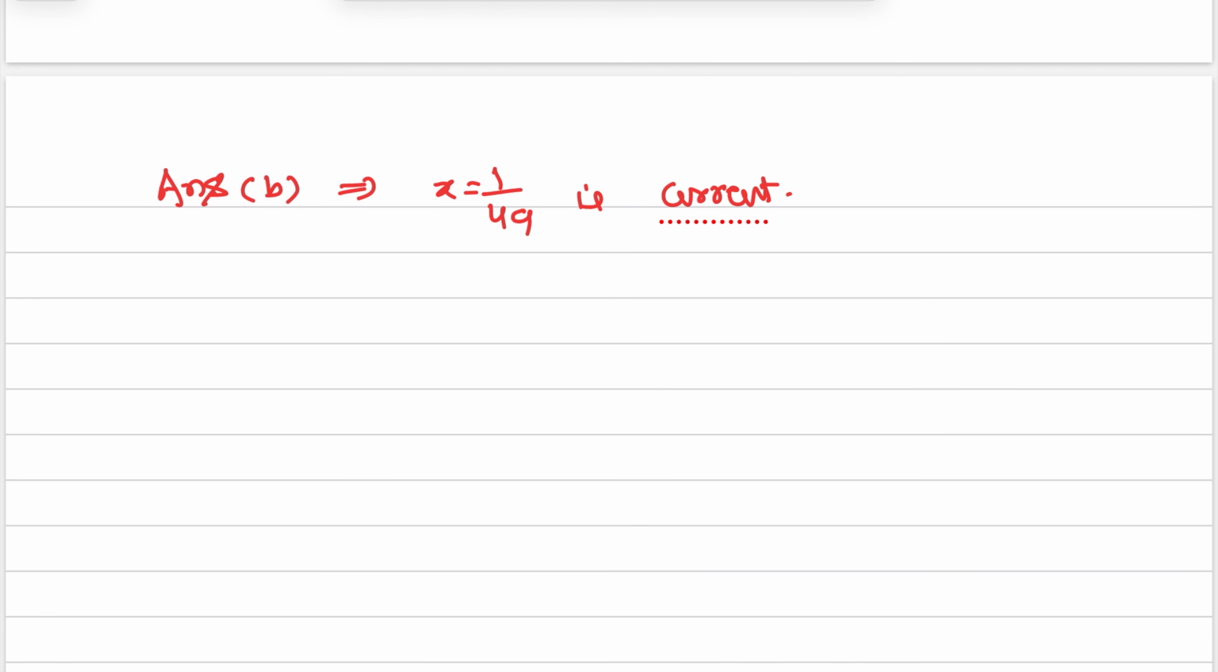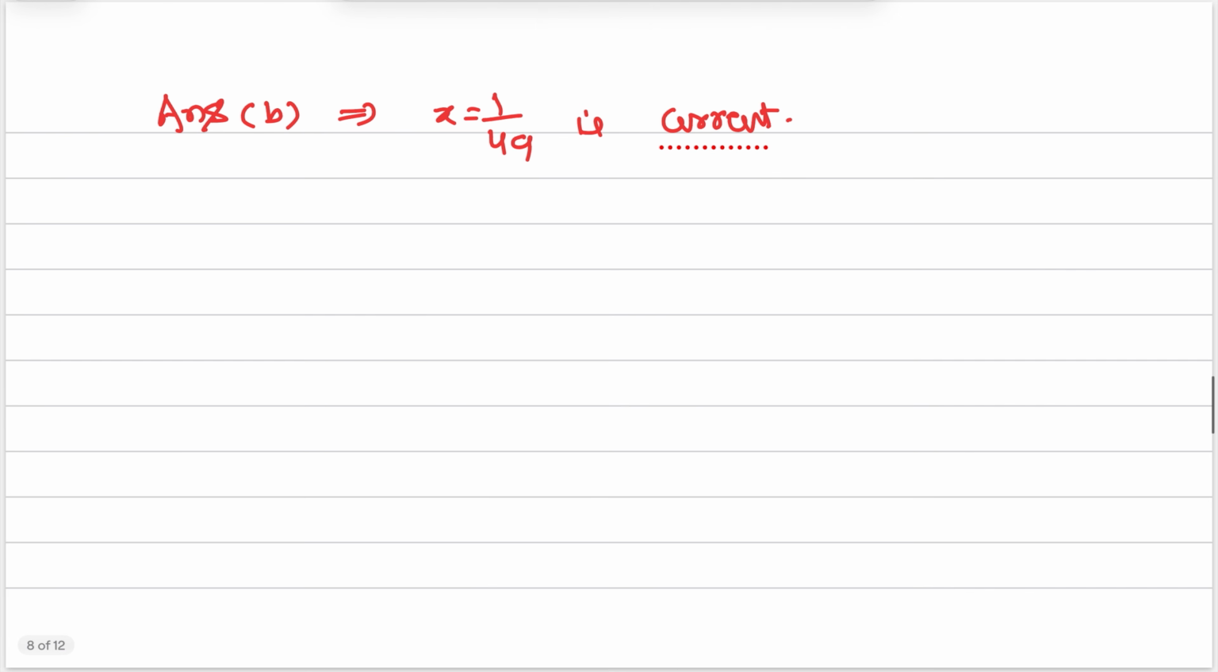Hence, we got the answer. X is equal to 1 by 49 is the correct answer. And if you want to proceed for option C, option D, none of the above is not correct. That is eliminated. Option E is a continuous function, hence that is eliminated. Option B, there is a discontinuity at x is equal to 1 by 49, that is accepted.